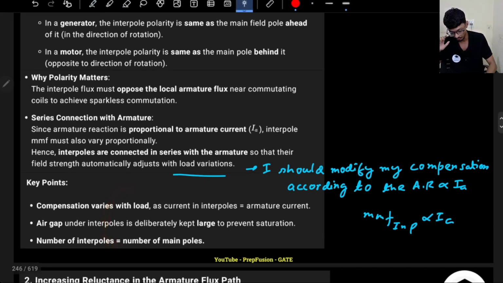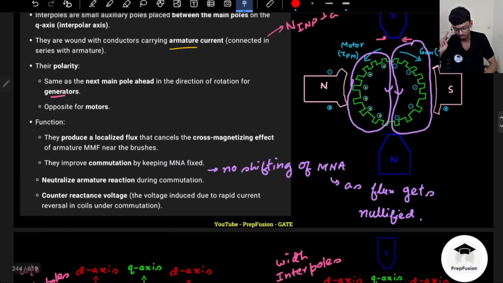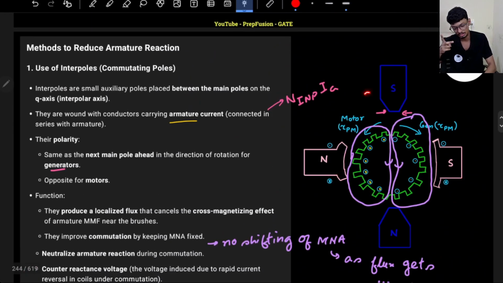You can go through and read over this. One more important point is that the number of interpoles will be equal to the number of main poles. So in this case, I had 2 main poles, hence I will have 2 interpoles. If I had 4 main poles, I will have 4 interpoles.